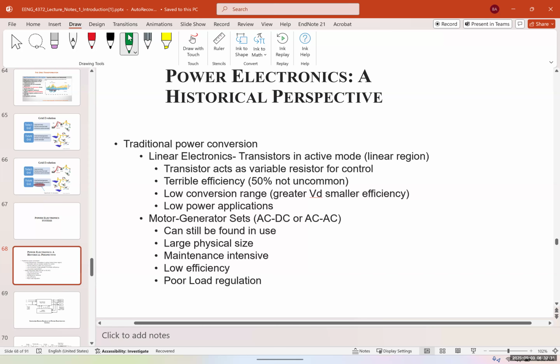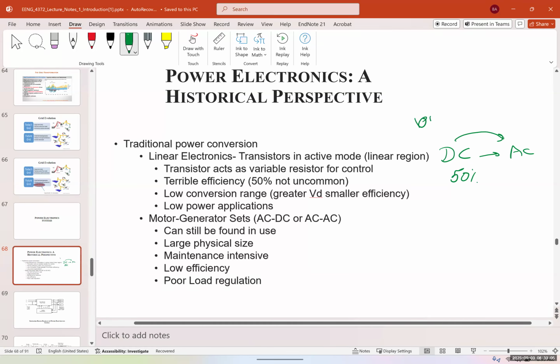They have low conversion range. They have greater V drain and smaller efficiency. And they are only good for low power applications. You can't use them in high power because the efficiency is so low that you lose 50% of the power. What happens to the 50% that is not transferred? Imagine I have a DC to AC and I'm using a transistor and only 50% is transferred from DC to AC.